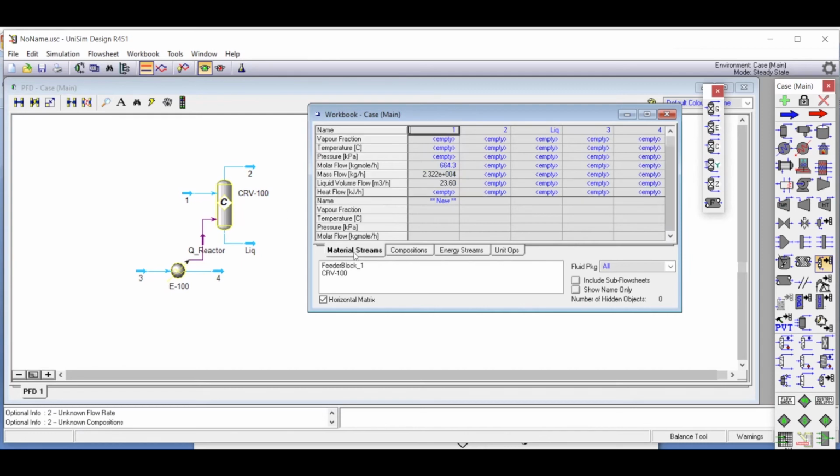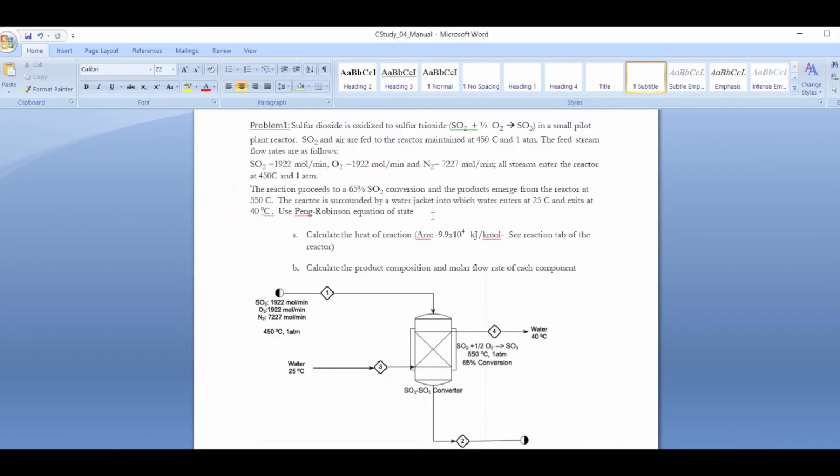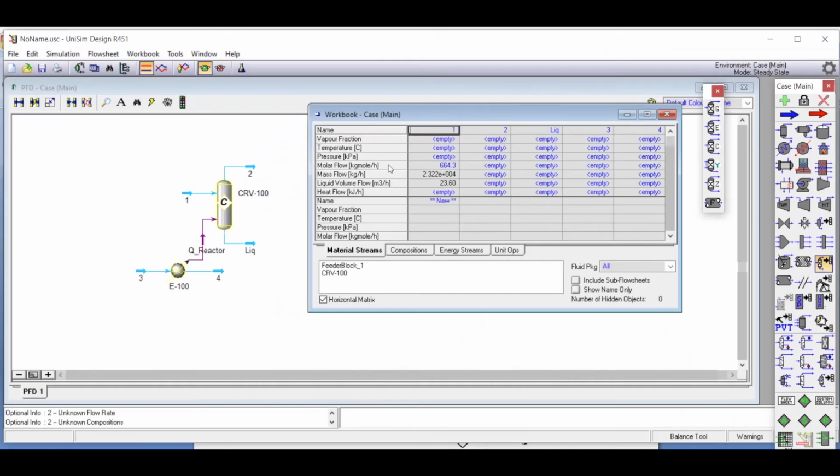So the only thing that remains now is that we have to define the feed conditions here. Feed conditions, if you see, are that the streams enter the reactor at 450 degrees Celsius and 1 atmosphere pressure. So we go here and put 450 degrees Celsius and 1 atmosphere pressure here. So this is an atmospheric pressure reactor. So automatically the entire feed stream is defined.